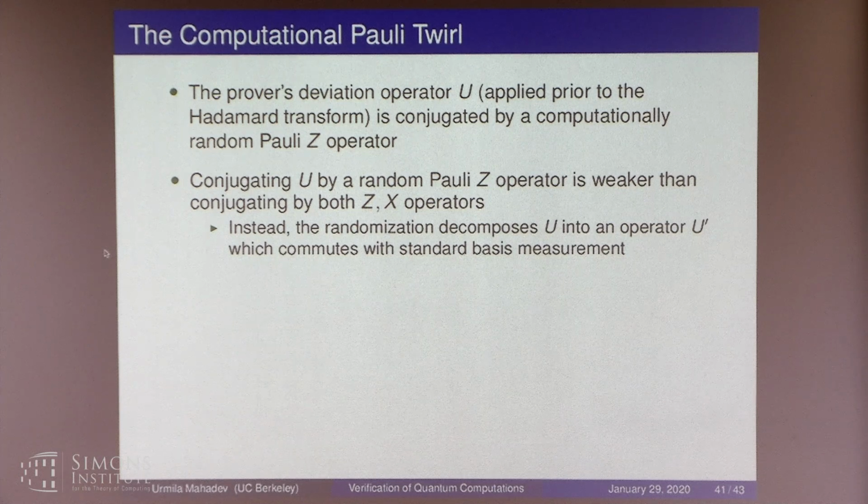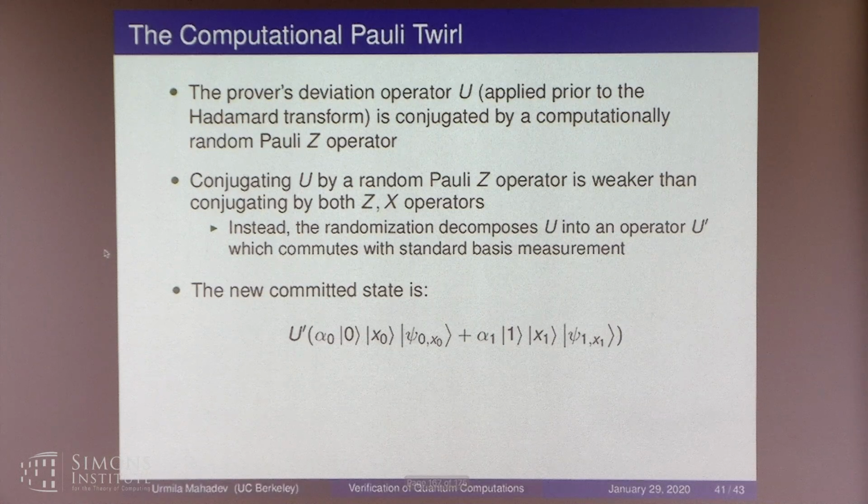And this turns out to be exactly enough for this setting because now we can assume that any general prover, instead of applying an arbitrary operator U, applies an operator U prime, which commutes with standard basis measurement. This allows us to define a new committed state, which is the original committed state, but with this attack U prime applied to it. And now, the nice thing about this state is that I know that this state is measured honestly.